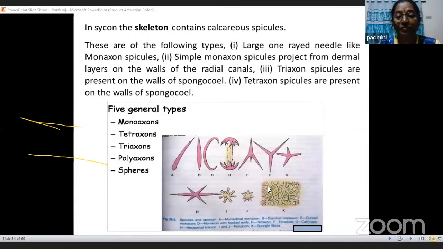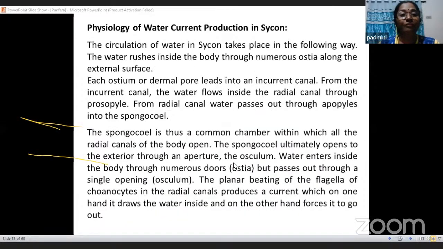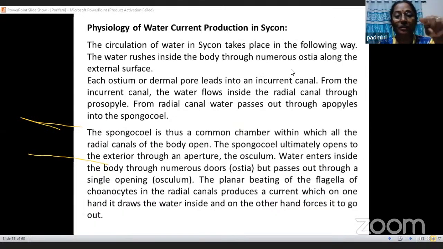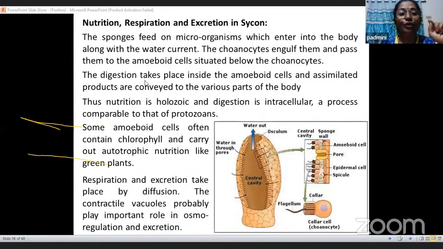The skeleton of the Sycon, I've already talked about the Sycon, so you can just go through these pictures here, different types and shapes of spicules: the monaxons, the tetraxons, the triaxons, and the polyaxons. Physiology of the water current, I've already spoken about the physiology. I'm not going to go into this. Go through this, and if you have any doubt, you can just ask me, because everything is the same. I was talking about this particular topic, I've already talked about.